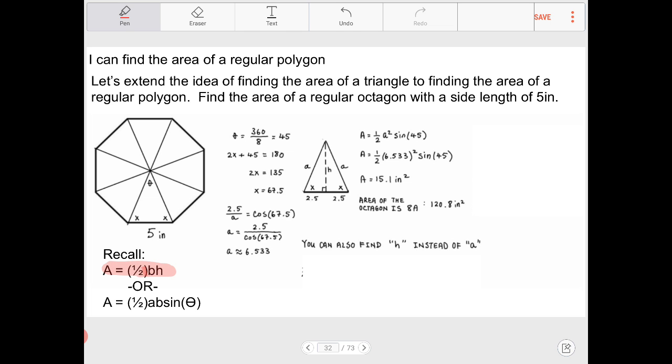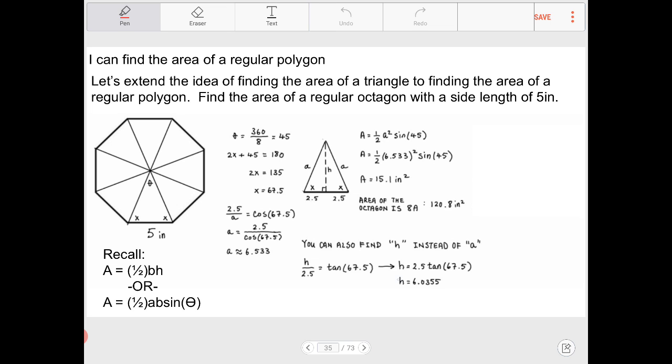So to find H, assuming that we didn't find A, H over 2.5 is equal to tangent of 67.5. It's tangent because H is opposite of x and 2.5 is adjacent to x. That's why we're using tangent. H will then equal 2.5 times tangent of 67.5, which approximately equals 6.0355.